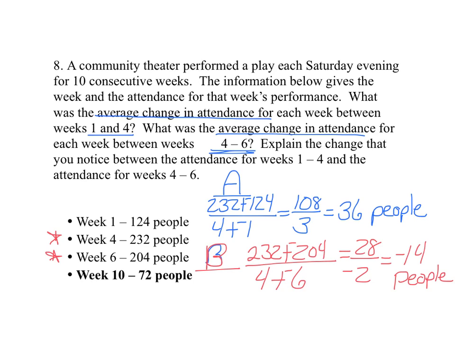The last part says to explain the change that you noticed between the attendance for weeks 1 through 4 and the attendance for weeks 4 through 6. 1 through 4, you should have noticed that there was an increase in people. There were more people coming to see this theater performance every week, roughly about 36 people. Whereas between weeks 4 through 6, and even if you look down at 10, you can see that the attendance is starting to decrease. They're starting to have less people attend their performance. And actually, something happened here between week 6 and week 10, because that's a pretty large drop-off for only 2 weeks, so maybe it snowed one night or something.